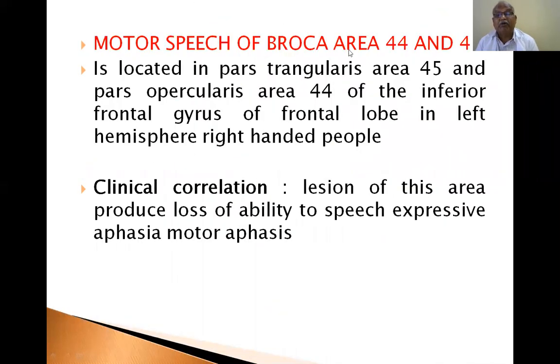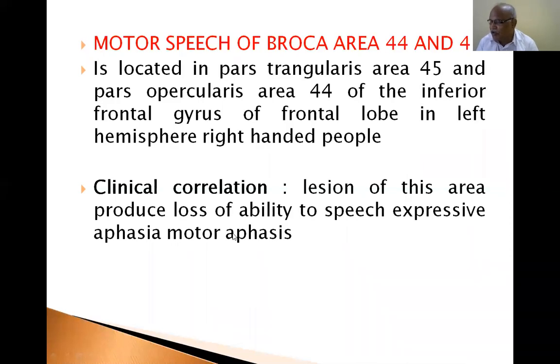Motor speech area, Broca's area 44 and 45. Located in the pars triangularis, area 45, and pars opercularis, area 44, of the inferior frontal gyrus of the frontal lobe, in the left hemisphere of right-handed people, and in the right hemisphere of left-handed people. Clinical correlation: lesion of this area produces loss of ability to speak, expressive aphasia, motor aphasias.